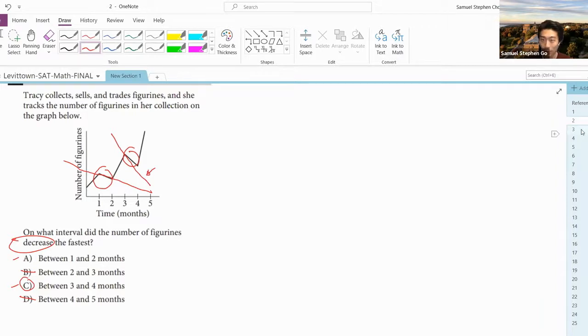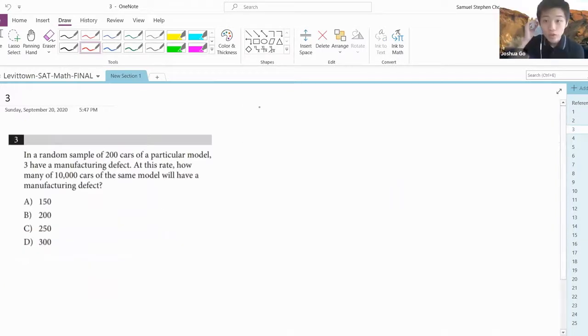Move on to number 3. In question 3, we have a random sample of 200 cars of a particular model, and 3 have a manufacturing defect. The question asks, at this rate, how many of the 10,000 cars of the same model will have a manufacturing defect?